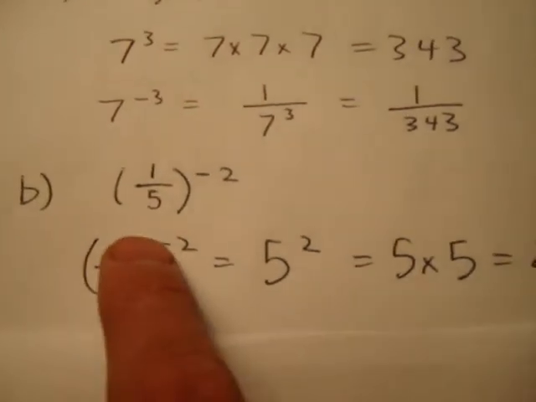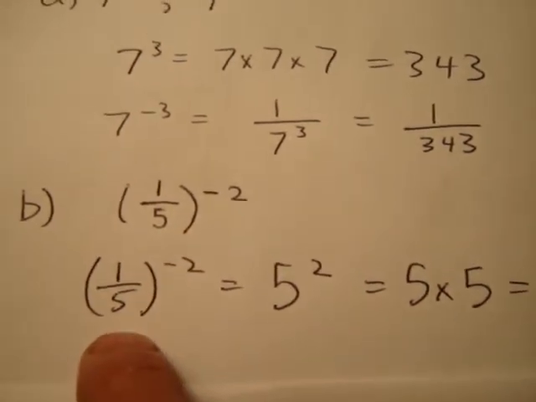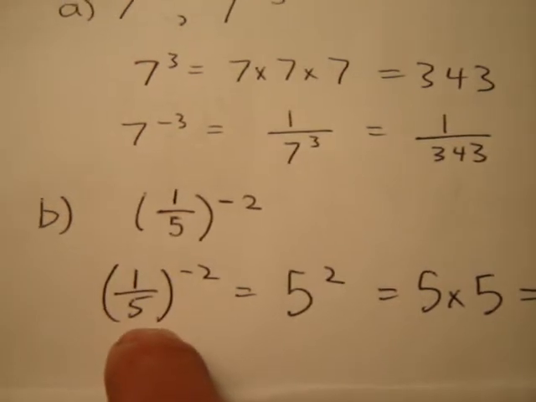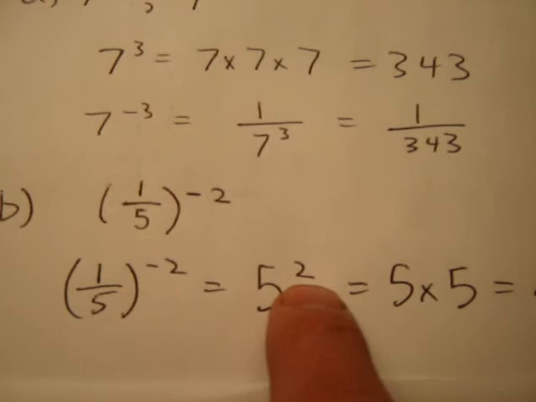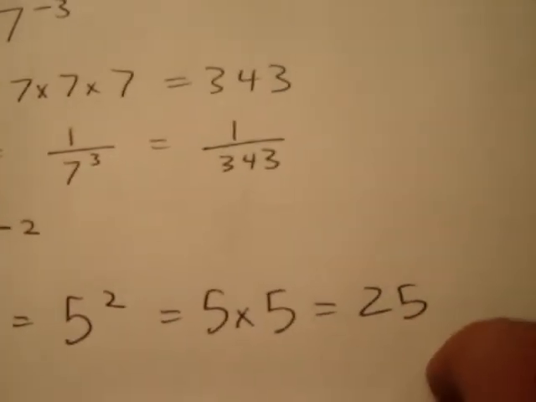Next question. 1 over 5 quantity to the exponent negative 2. In order to figure that out, what we do is we take the reciprocal of the base, so 1 over 5 becomes 5, and the exponent of negative 2 becomes 2. 5 to the 2 is simply equal to 5 times 5, which is 25.